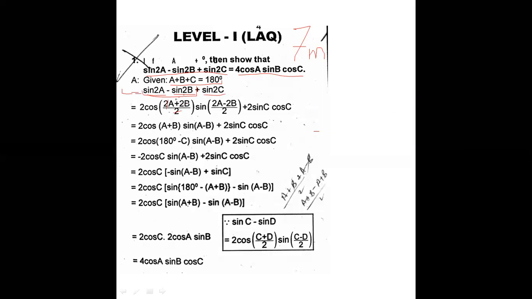Now these two and these two will get common and cancel. And similarly over here also, these two and these two will get cancelled out. What will be left? 2 cos (A plus B) sin (A minus B) plus 2 sin C cos C. Now A plus B is equal to 180 minus C. So instead of A plus B, I'm substituting 180 minus C. So now what is cos (180 minus theta)? Minus cos theta. So it will be minus cos C. Now sin (A minus B) is sin (A minus B). Now take 2 cos C as common. This 2 cos C and these 2 cos C as common. What will be left? Minus sin (A minus B) plus sin C.